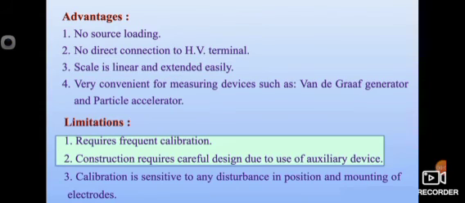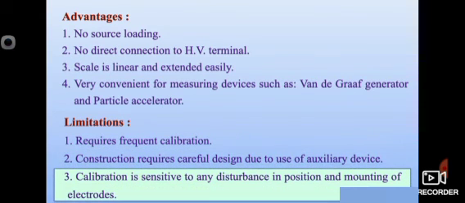The limitations are that it requires frequent calibration. Construction requires careful design due to the use of auxiliary devices such as a synchronous motor. And calibration is sensitive to any disturbance in the position and mounting of the electrodes. So we are going for the next method, that is the sphere gap. We are going for the sphere gap method for high voltage DC measurements. Thank you.